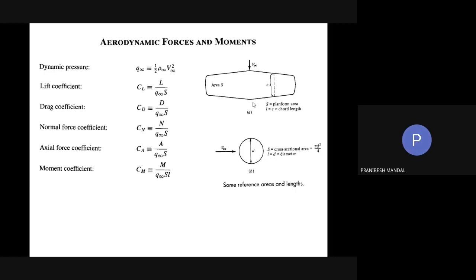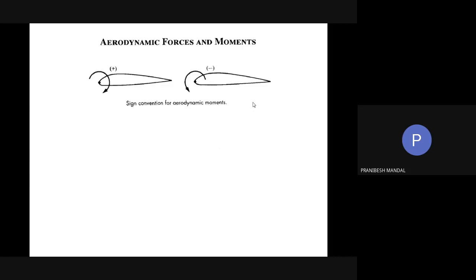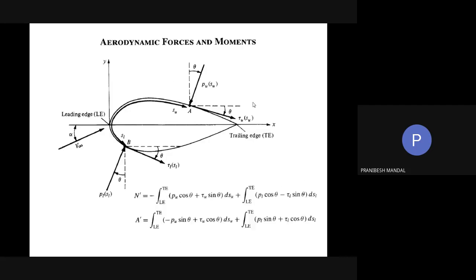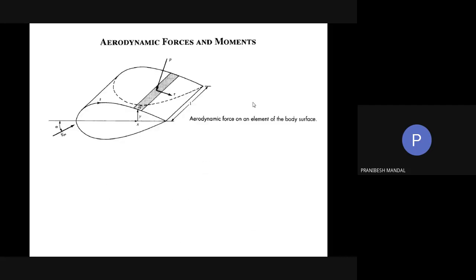Now you see, every possible coefficient is given in capital letter, right? CL, CD, CN, all are given in capital letter, right? For our case, this is our object. What will be the reference area?